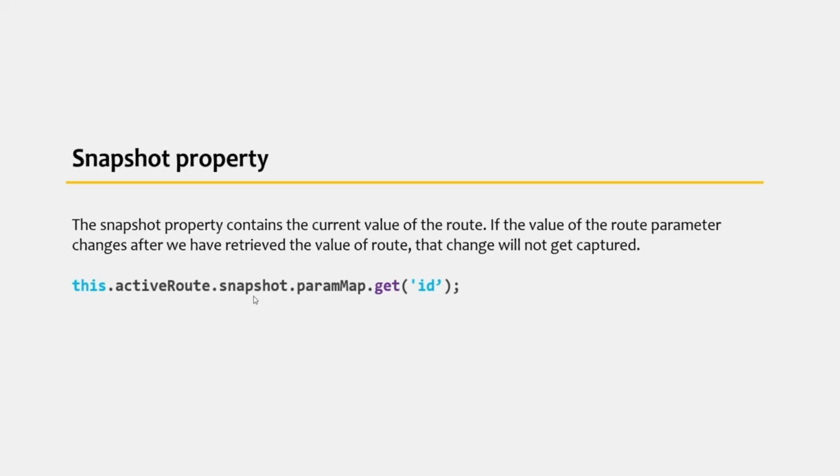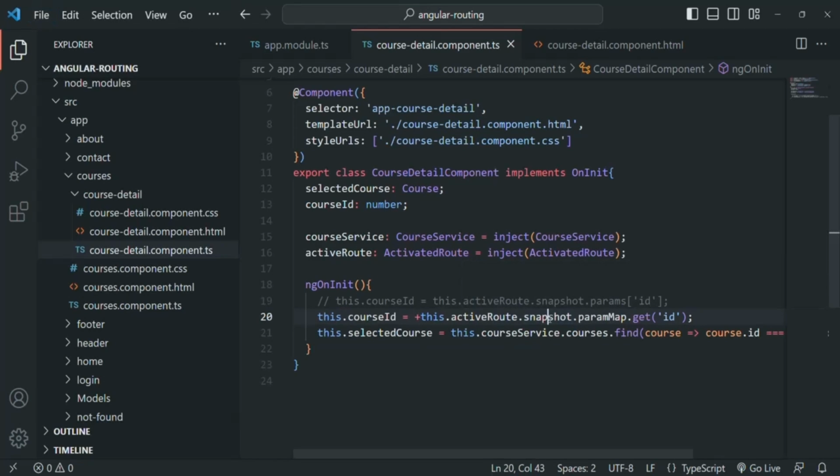Now, this snapshot property only returns the initial value of the route parameter. For some reason, if the value of the route parameter changes, in that case, the snapshot property will not return the updated value. Let's try to understand this with an example. Here we are using the snapshot property, and on that snapshot property, we use this paramMap property to retrieve the value of a route parameter.